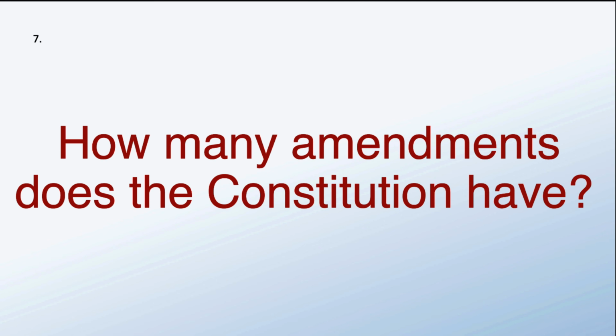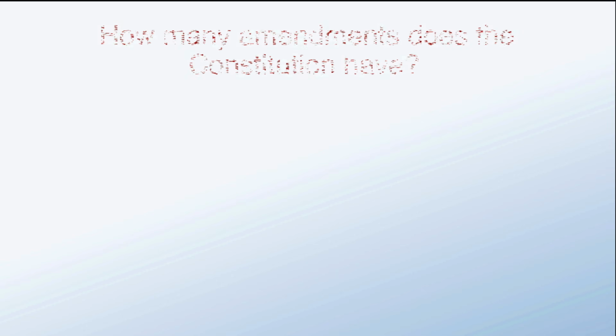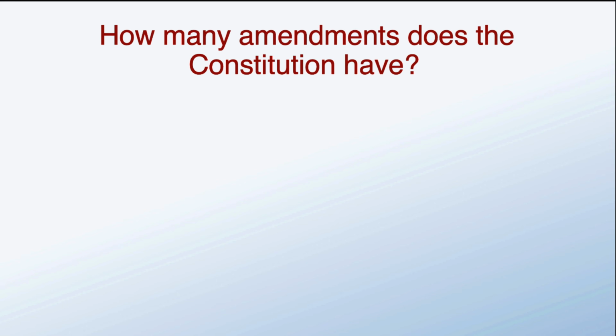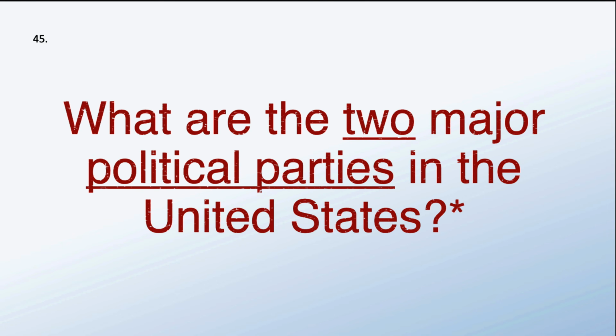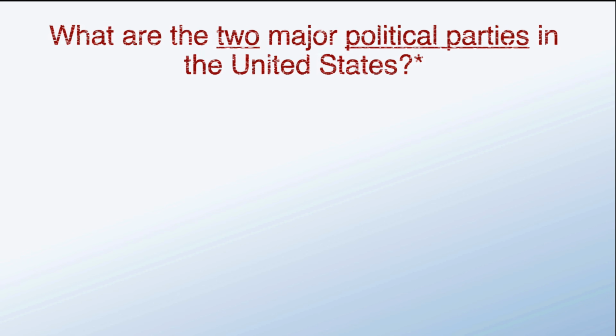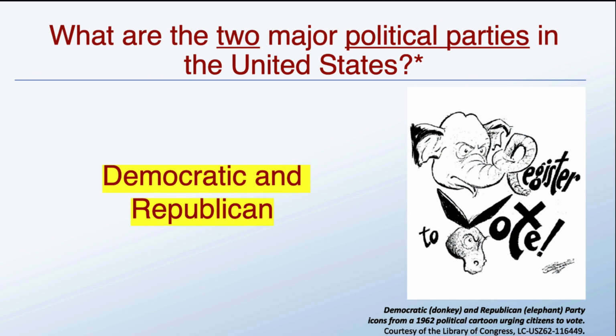How many amendments does the Constitution have? 27 amendments. What are the two major political parties in the United States? Democratic and Republican. The two major political parties are the Democratic and Republican parties.